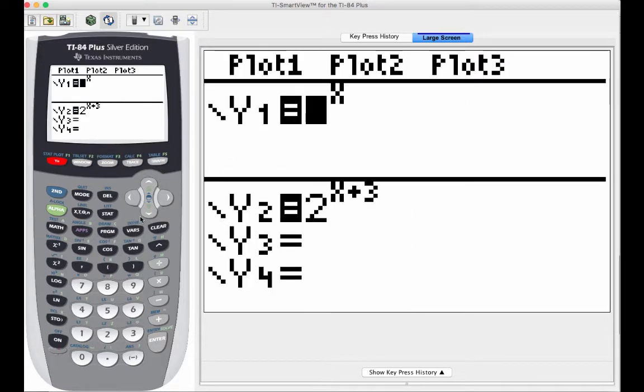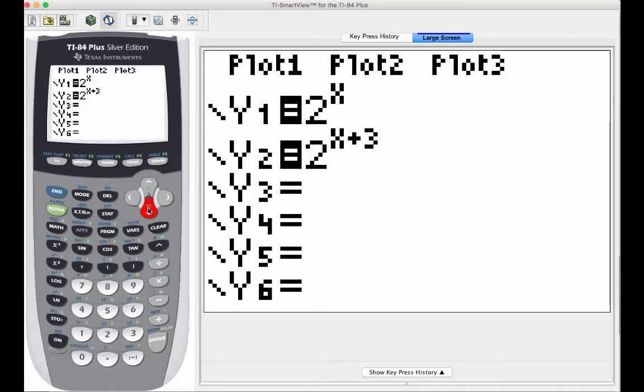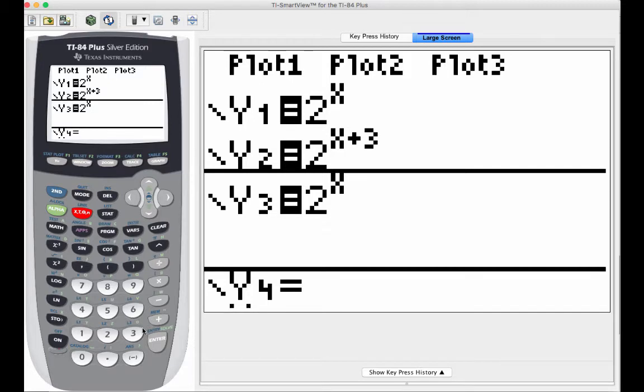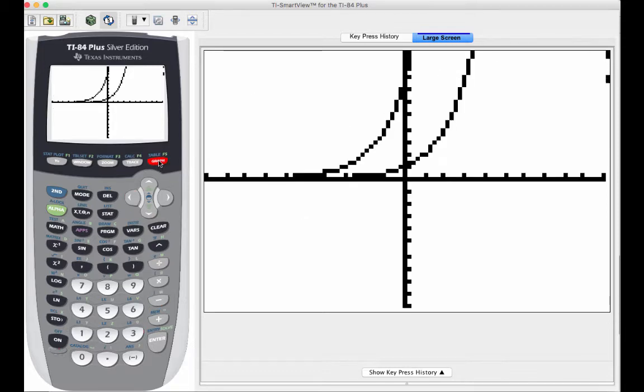Similarly, if we come in here and put in y equals 2 to the x minus 3, and press graph, what we'll see is that this function gets shifted 3 units to the right. In other words, this point that was at (0, 1) is now over here at (3, 1). So notice this point is right here, my bad pointing.